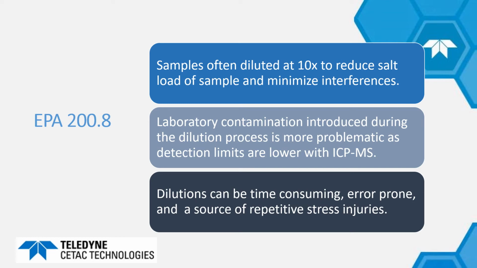Dilutions are prone to error simply because we're all human. At the end of a long day, when you're going to make a 50x dilution, it can be pretty easy to accidentally make a mistake in your head, do the math wrong, and instead do a 20x dilution.